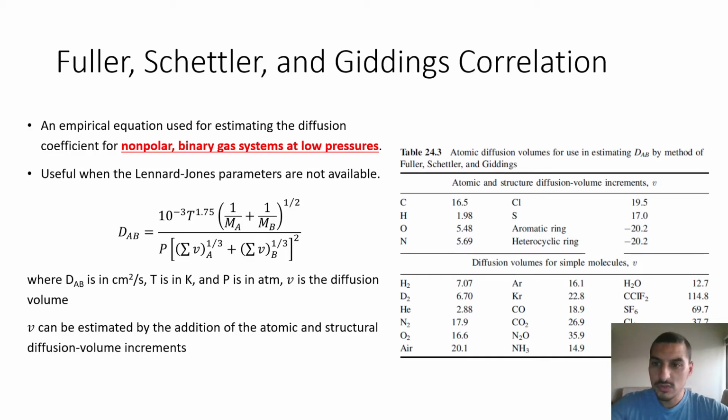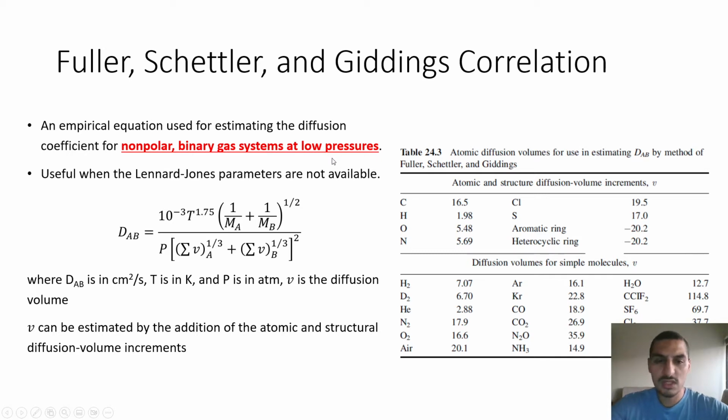Hello, everybody. So we are still talking about the equations that we use to calculate or estimate the diffusion coefficient in the gas phase, and we are going to discuss another equation. This equation can be used almost at the same conditions that the Hirschfelder's equation can be used for. So it can be used for nonpolar binary gas systems, but this can be used only at low pressures.